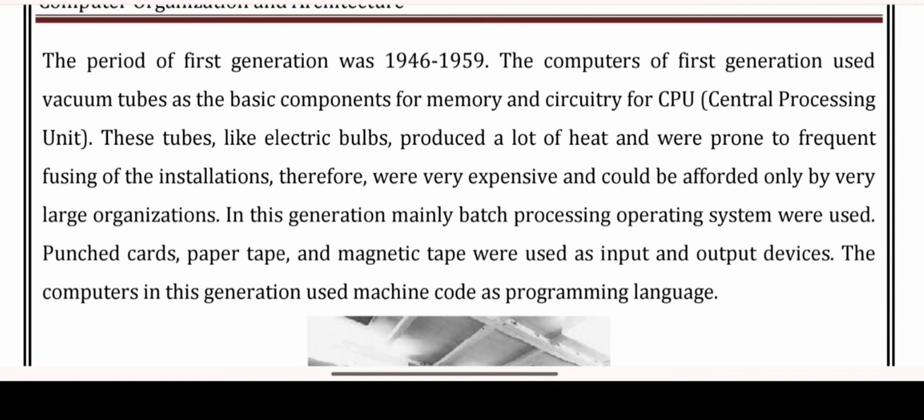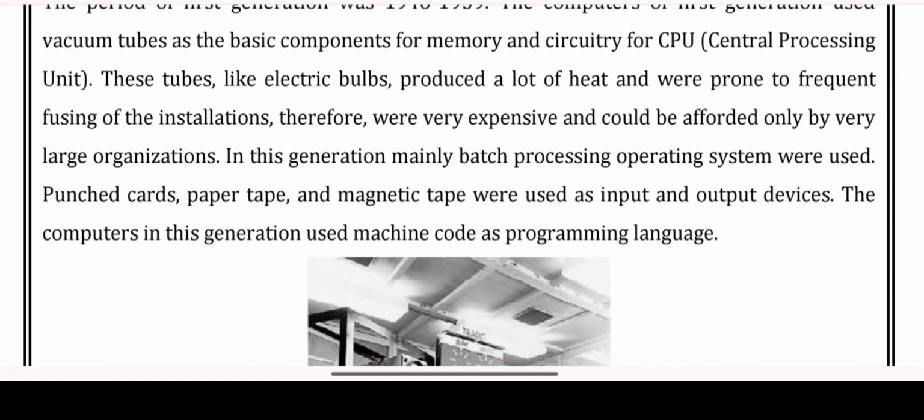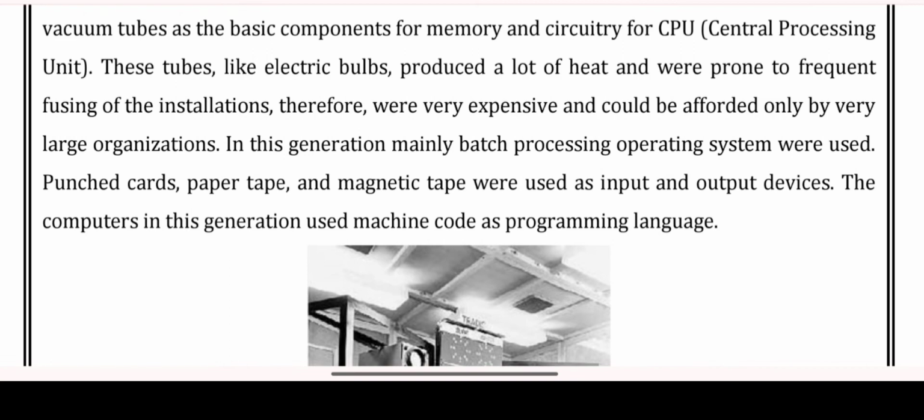These tubes, like electric bulbs, produced a lot of heat and were prone to frequent fusing of the installations. Therefore, these very expensive computers could be afforded only by very large organizations in those days. They mainly used a batch processing operating system. Punched cards, paper tape, and magnetic tape were used as input and output devices. The computers in this generation used machine code as the programming language.